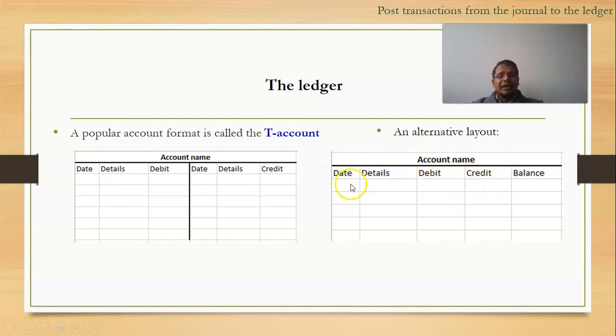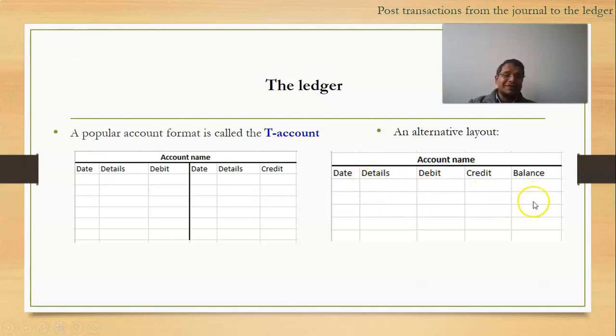Name of the account, and then date, details, debit amount, credit amount, balance amount. So you don't need to record two sides. All the details are here, dates are here, details are here, and if the account is debited, then it should be on the debit side. If it's credited, on the credit side. And then after adjusting debit and credit, what's the balance? So this is what is called a continuous form. In this case, after each and every transaction, you will know what's the balance of this particular account.